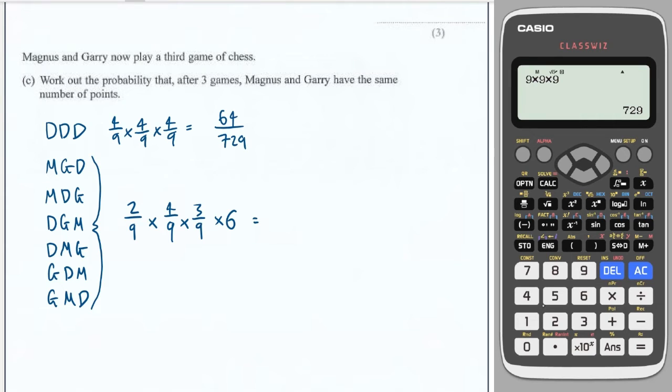Over here, we will have 2 times 4 times 3 times by 6. So 144 over 729. And either of these gives us success, so we can add them together. So 144 plus 64 is 208 over 729.